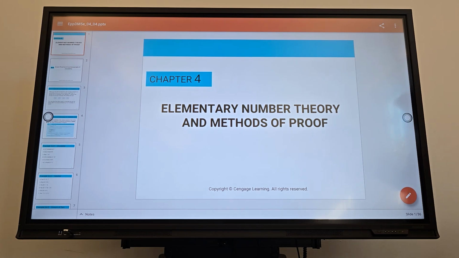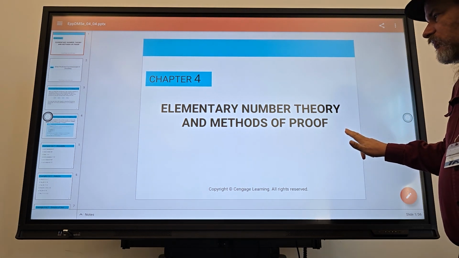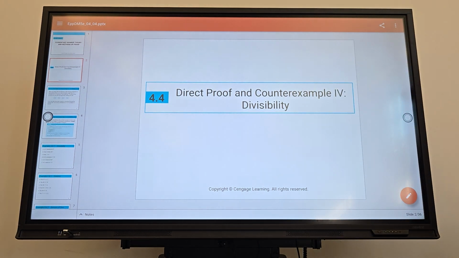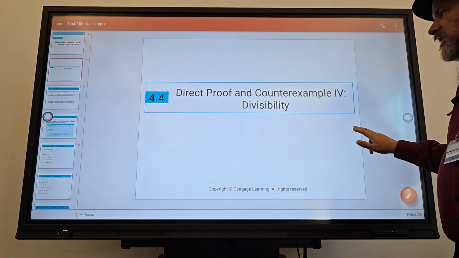Today we're going to be continuing with number theory and methods of proof. Direct proof and counterexample 4 is about divisibility.